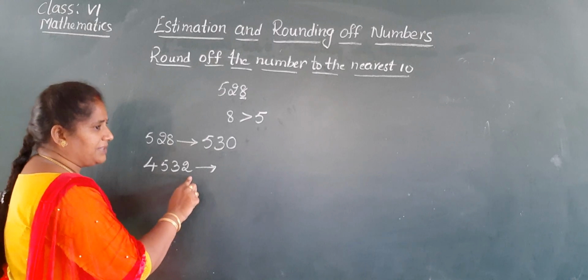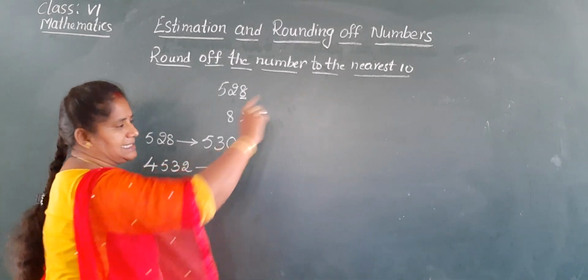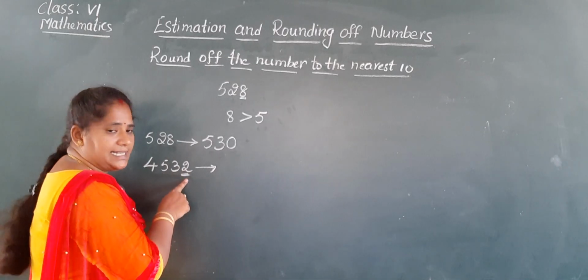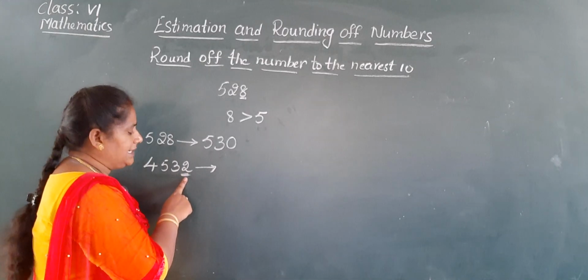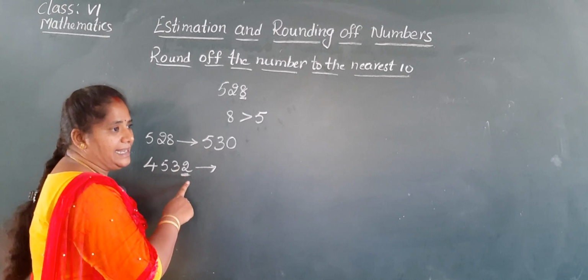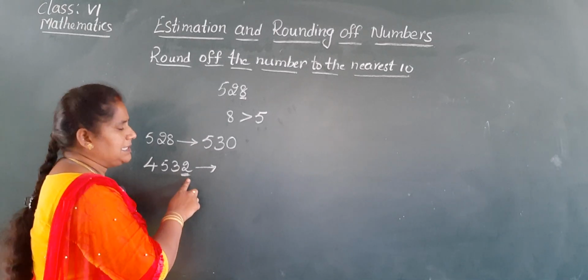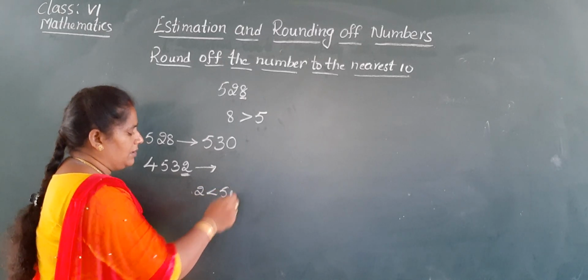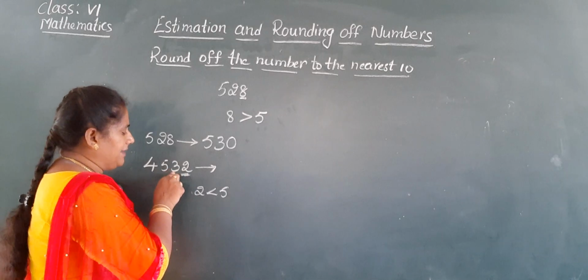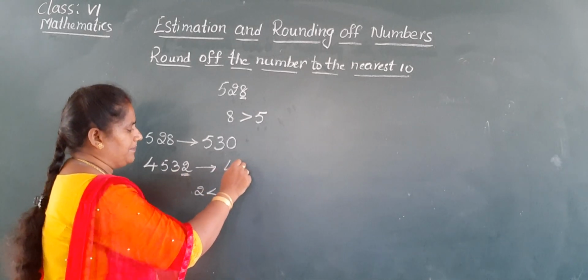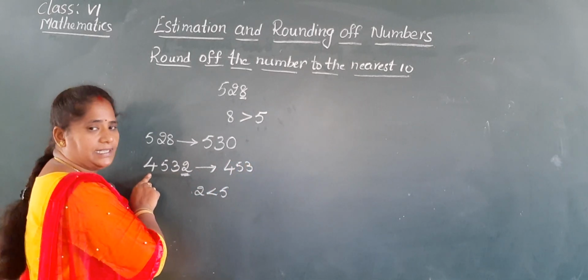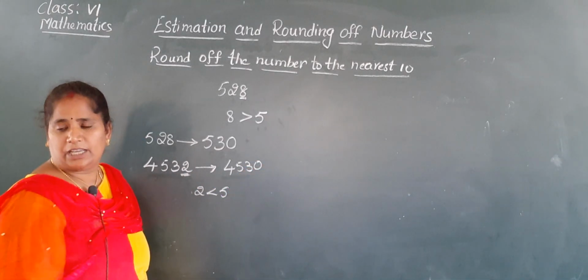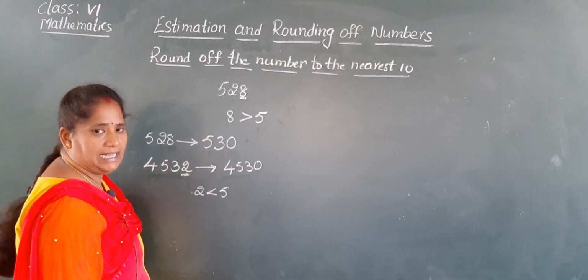So to round off this number to the nearest 10, see the digit at the right side. Which digit is given here? 2. Is it greater than 5? No, it is less than 5. That means if the digit in the ones place, 2, is less than 5, you have to write the tens digit and all the remaining digits as they are, and keep 0 in the ones place. Is it clear to you?